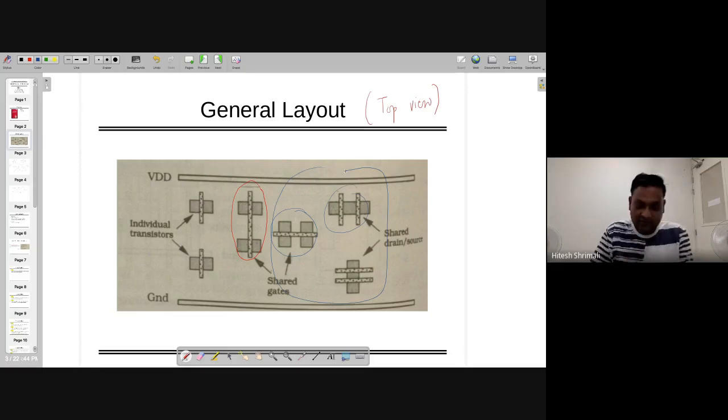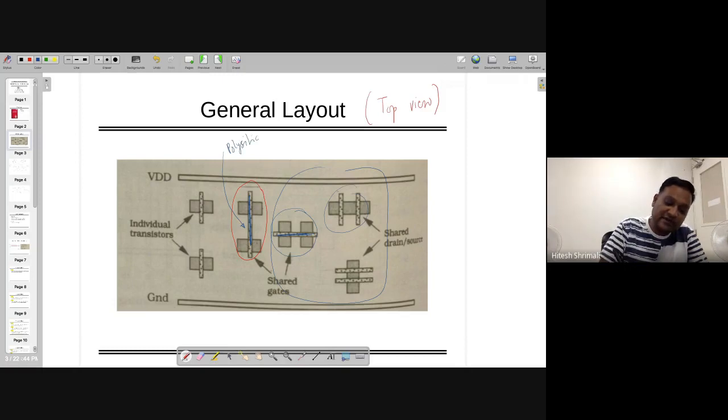Okay. So here you can see that, other than that, the gates are actually tied together when you want to make the gate connection, like in the case of an inverter. In that case, you can connect this polysilicon line directly, without using the metal.